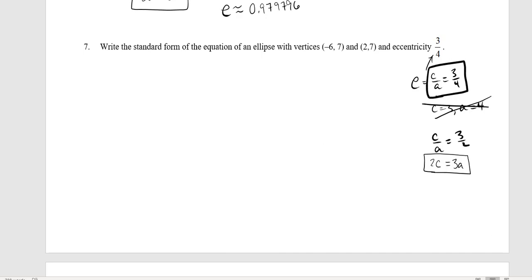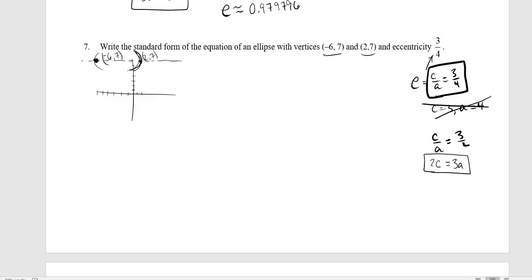So let's write the standard form of the equation of the ellipse with these vertices. That's enough to give us a lot of information. So maybe think of a little sketch real quick. Negative 6, 7. 1, 2, 3, 4, 5, 6, 7. Somewhere up here. And 2, 7. Somewhere up here. Those are the vertices, right? So we know this thing's going to look something like this. It's a horizontal major axis, since the vertices lie on the major axis.